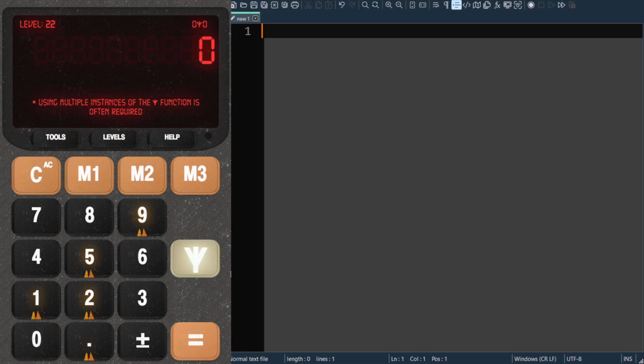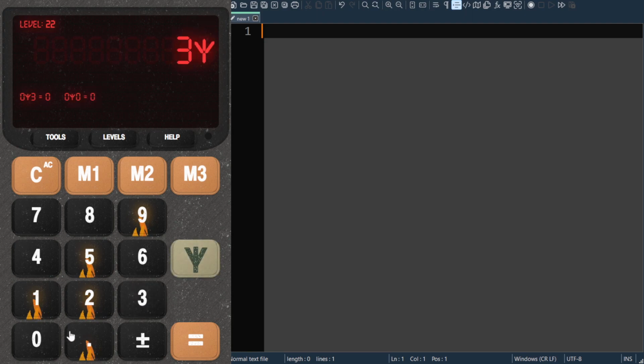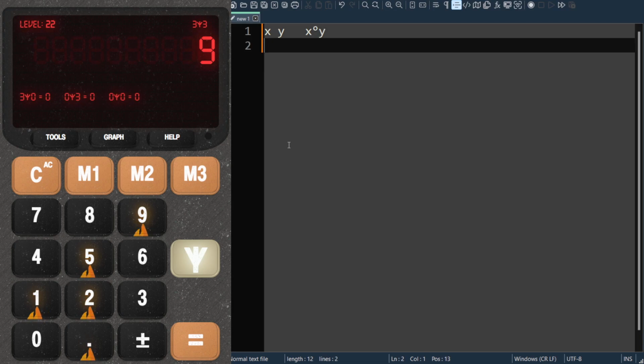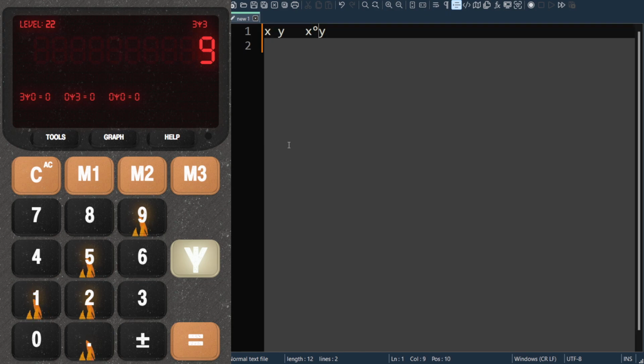Still at level 22. 0 psi 0 is still 0, 0 psi 3 is 0, 3 psi 0 is 0, and 3 psi 3 is 9. Okay, this seems like a basic multiplication, but let's check. Let's go for x, y, and this function shows the commutation or combination, I think. I don't know, but let's just call this the connecting function psi.